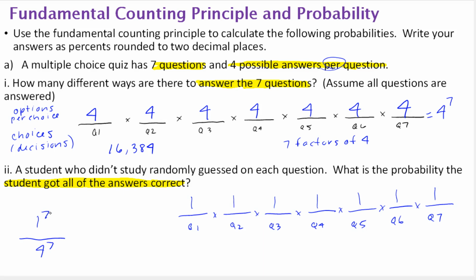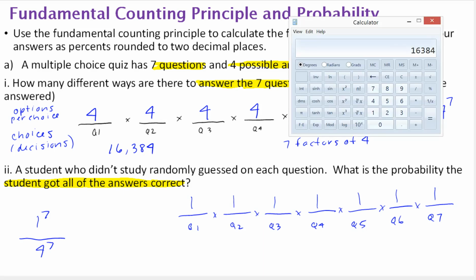Okay, so notice that makes sense. There's 1 way you can answer all the questions to get them all correct, if there are multiple choice questions. So that means your chance of getting it correct if you randomly guessed is 1 out of 16,384. Let's compute that and write that as a percent. And we'll see it's a very small number.